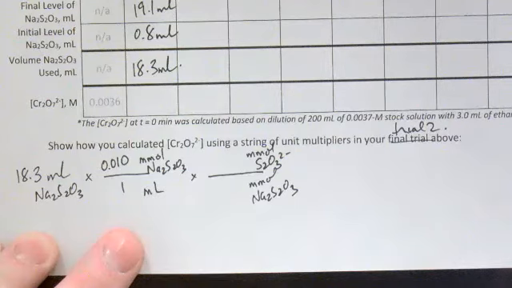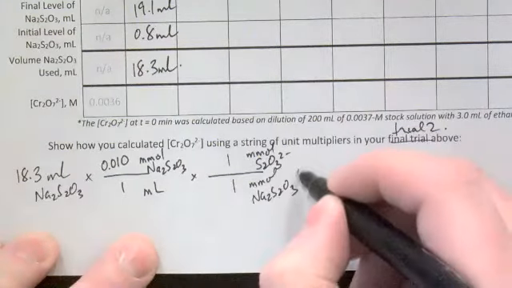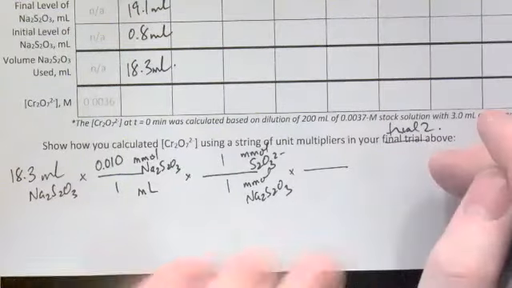And what numbers go in the next multiplier? 1 to 1, right? Why is it 1 to 1? When you look at the formula for sodium thiosulfate, how many thiosulfates are in the formula? Just one. So 1 millimole of sodium thiosulfate has 1 millimole of thiosulfate, right? Now where am I going to look? Or what will I do next?